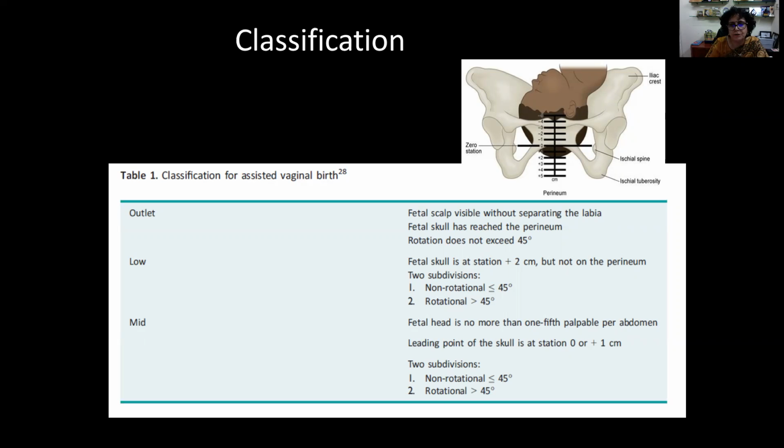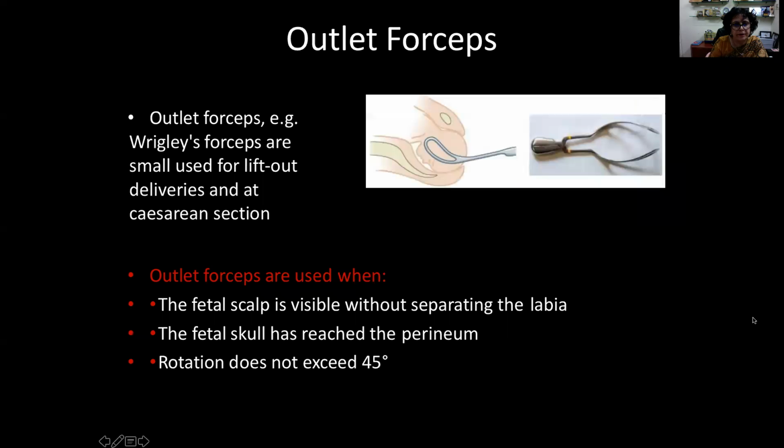There are two subdivisions. Number one is non-rotational, less than 45 degrees, and second is the rotational, that's more than 45 degrees. Then the mid: the fetal head is not more than 1/5 palpable per abdomen, and the leading point of the skull is at station 0 or plus 1 centimeter. Again two subdivisions: non-rotational is less than 45 degrees and rotational is more than 45 degrees.